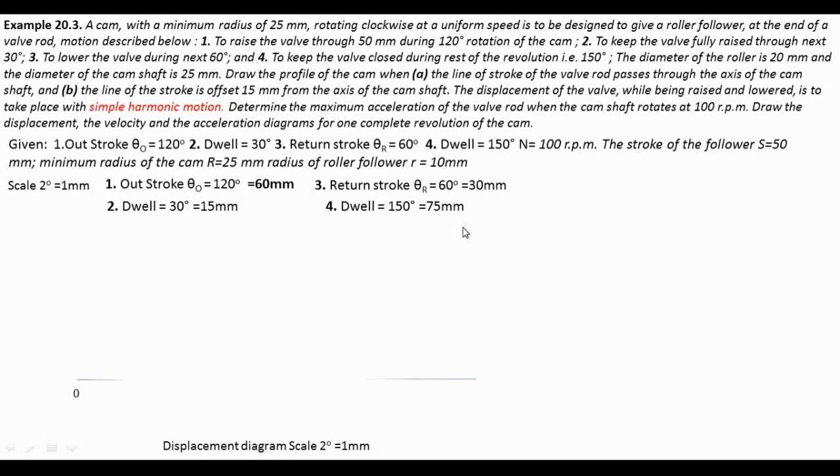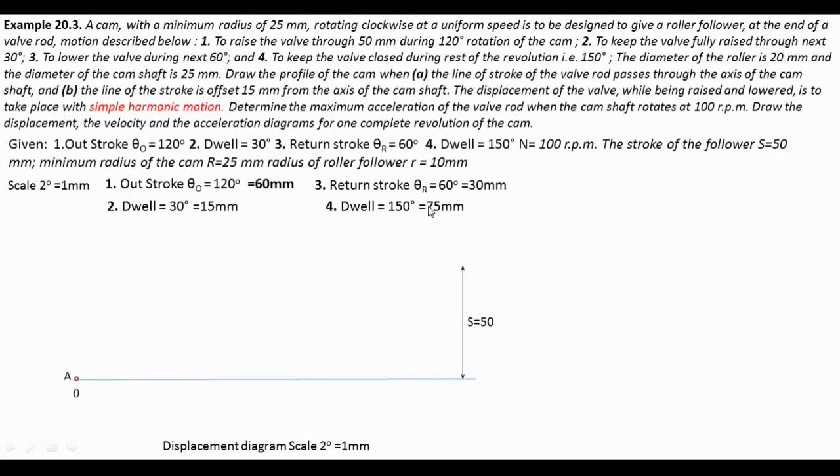So as per scale, first I will draw a line of length near about 60 plus 15, 75, 75 plus 30, 105. So at least we need to draw a line of length more than 105 mm. Okay, next draw a line parallel to this first line at a distance of 50 mm, because the lift is 50 mm.